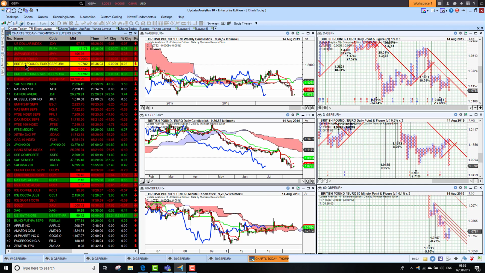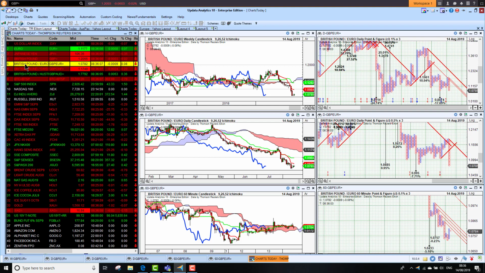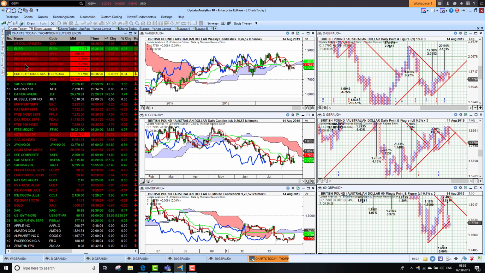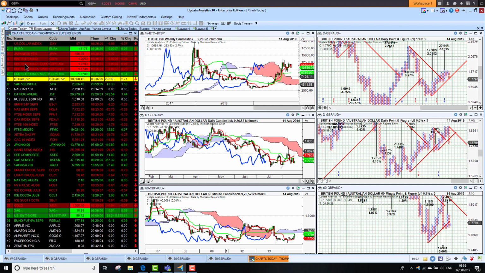Looking against the euro, sterling also looking bearish here. Remembering that the euro is bearish against the dollar, sterling is even more bearish, and we've got a downside target now to 102, and we're sitting at 107.82 at the moment. Against the Swiss franc, 117.50, and so we're looking pretty bearish there as well. The Aussie dollar against sterling also looking bearish too.